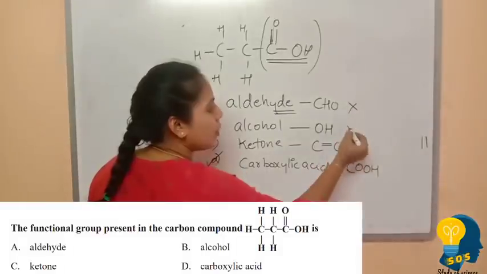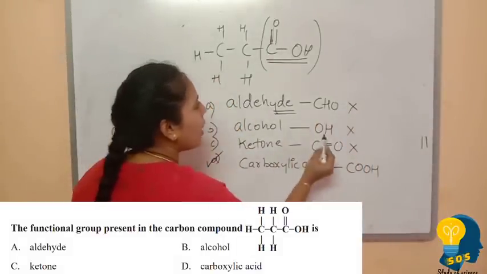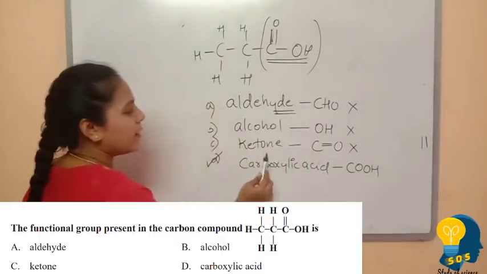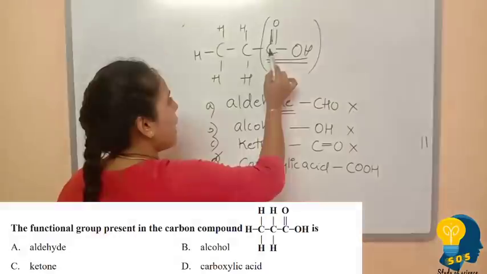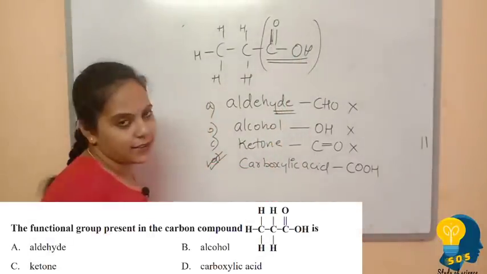Why not the other answers? You came to know. Because if CHO is there, it is aldehyde. If OH is here, alcohol. If C double bond O is there, then it belongs to ketone group. Here we have COOH. So this answer is carboxylic acid.